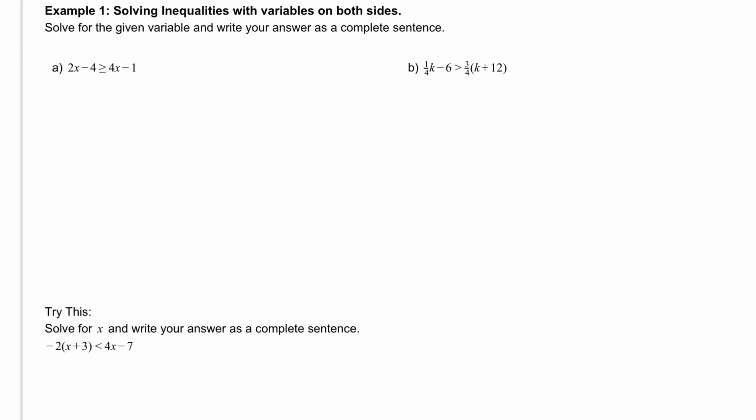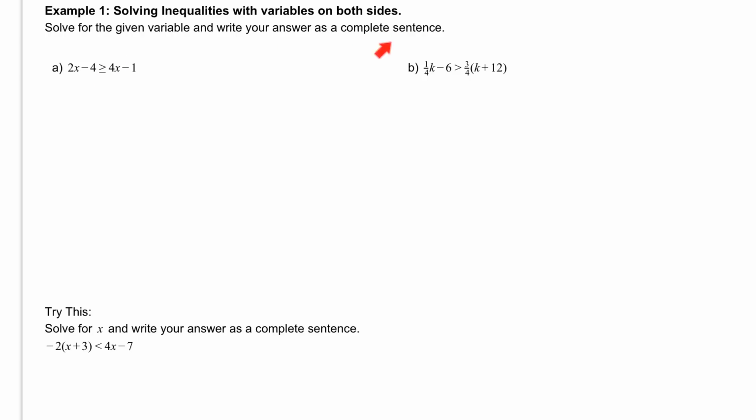In day 5, we're going to work with inequalities with variables on both sides. We're going to solve our inequalities just like we solved our equations, so a lot of this should seem familiar to you. When I'm solving my inequality, the first thing I want to do is get my x's on the same side. I can either subtract 2x from both sides, or I could subtract 4x from both sides.